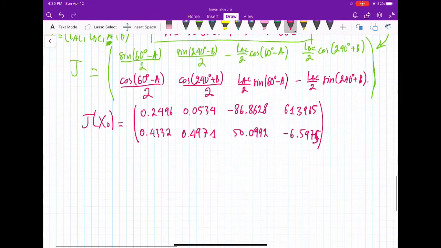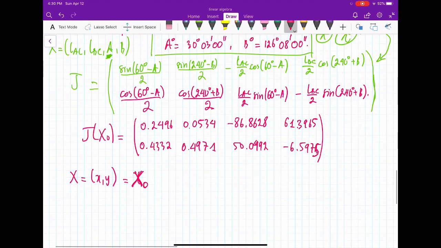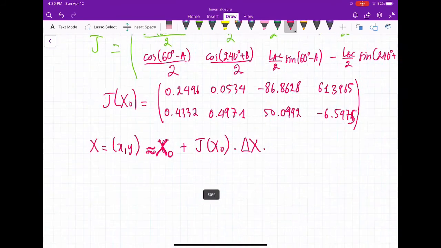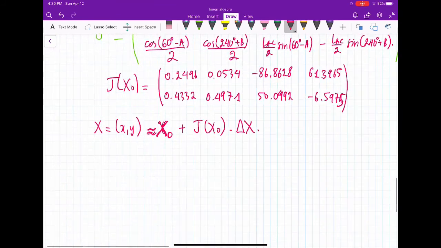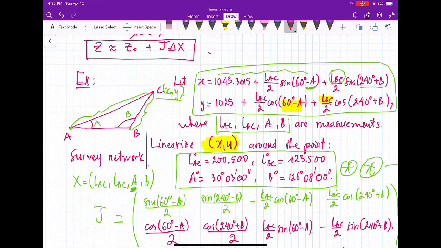So you have the following one. Actually, x, which is x, y, okay, is equal to x0. I have x0 already. Makes sense? And then plus the Jacobian at x0. Here I should write approximately equal to, times delta x. Okay, so how to write this equation in the matrix form? The first one, x0. What is x0? x0 is the position, right? x, y at the given point right here.